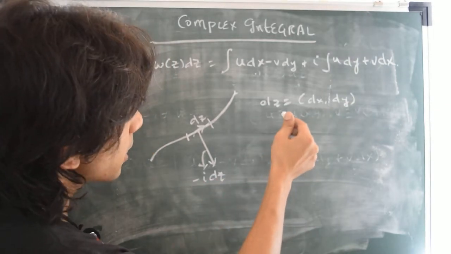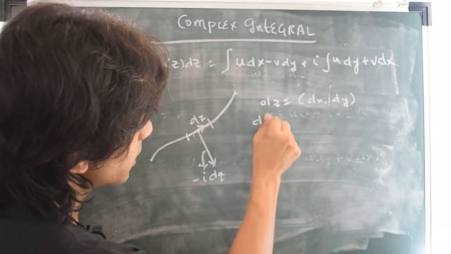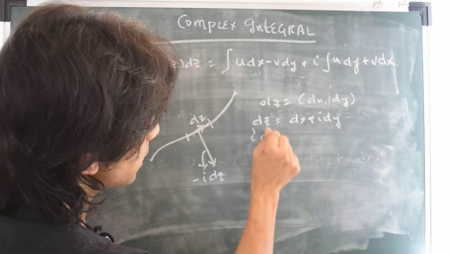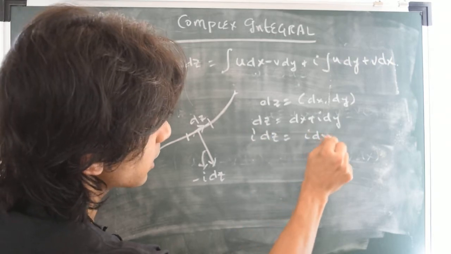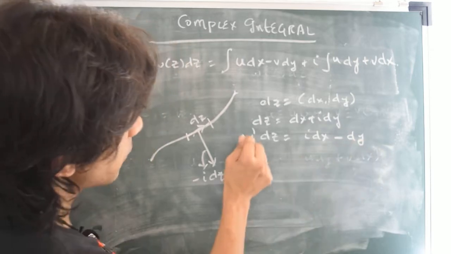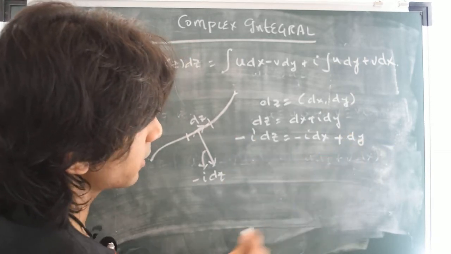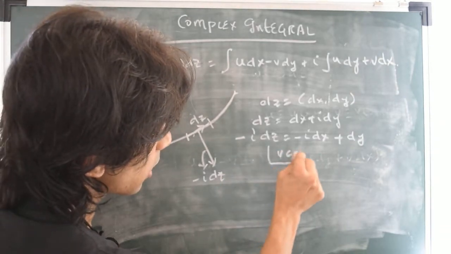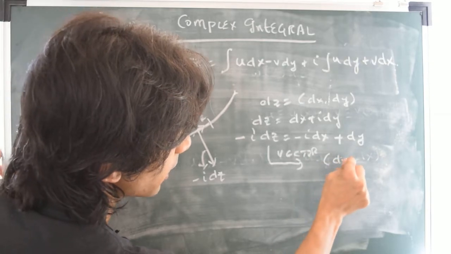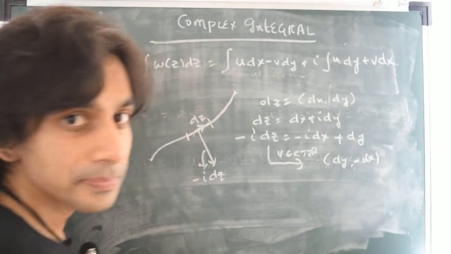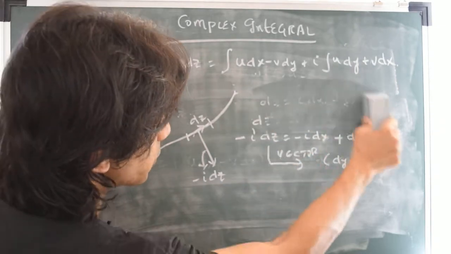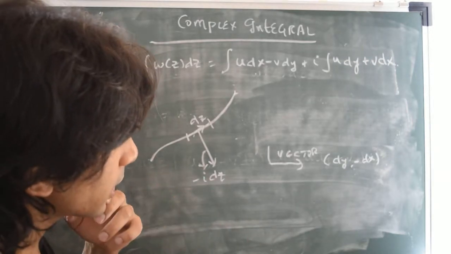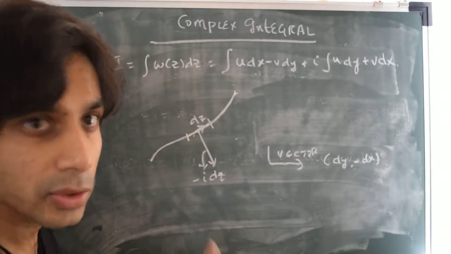Likewise, what is i times dz? Well, if dz is dx plus i dy in complex notation, then i times dz is i dx minus dy, and therefore minus i times dz will be minus i dx plus dy. So the vector that denotes minus i times dz will have (dy, minus dx) as the components. Okay, so that's one way of thinking about dz and the normal, in terms of how you easily get their corresponding vectors by using the complex notation.